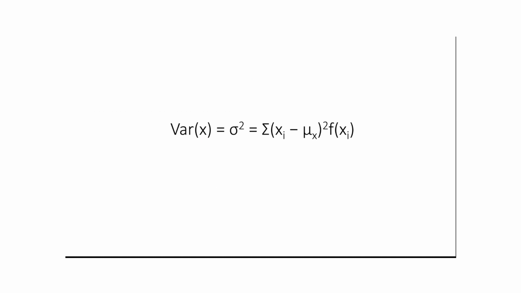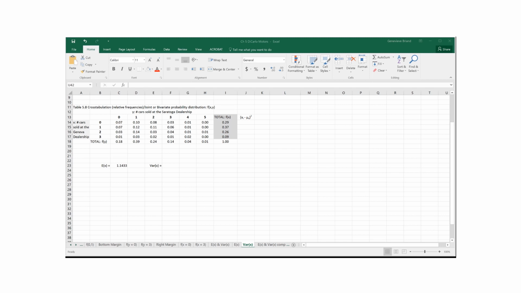The variance of a discrete random variable x is a weighted average of the squared deviations of the random variable from its mean, where the weights are the probability of occurrence of each value x. In other words, it is the sum of the products of the squared deviation from the mean and corresponding probability or likelihood of occurrence f of x. So here again, we're going to be able to use that sum product function in Excel. Before we can do that, we need to compute the squared deviations.